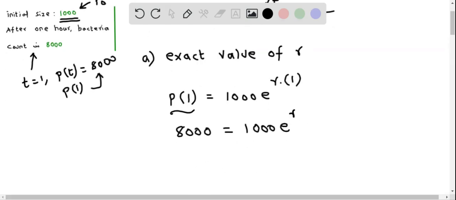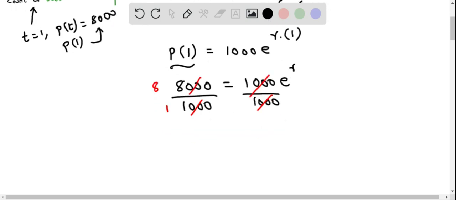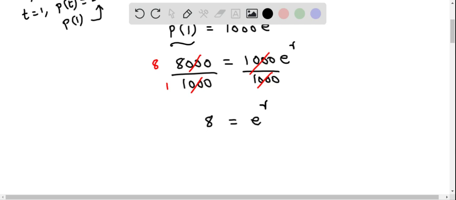Now we divide both sides by 1000. So we get, the thousands cancel, and 8000 divided by 1000 is exactly 8. And so we get 8 divided by 1, which is 8. This is 8 equals, on the right side, e raised to the power of r. And to determine the value of r, we take the natural logarithm on both sides, that is natural logarithm of 8, and this equals natural logarithm of e raised to the power of r.